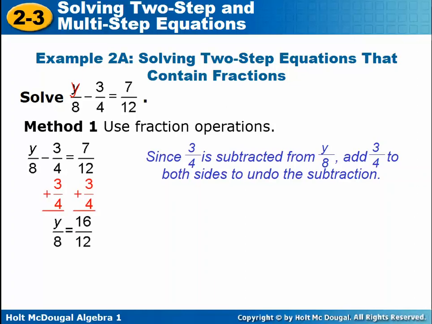Now this might be a time where writing it out vertically or horizontally might be better. So minus 3/4 plus 3/4 leaves me with just y over 8. Now where did they get 16/12 from? You have to change the two fractions to common denominators. So the top fraction, 7/12, has a denominator of 12. The second fraction, 3/4, has a denominator of 4. We need to make the 4 be 12s.